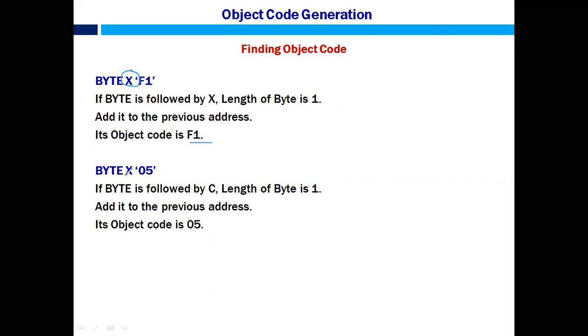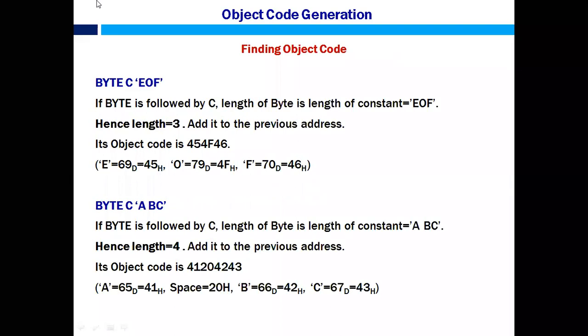Okay, similarly BYTE X'05'. So what is the instruction? BYTE, so its length will be 1, then X is there, so object code will be 05. Directly it is 05. So this you should know. Okay, then we have one more type which is again BYTE, but it is followed by C. So whenever it is followed by C, we will have to check what is the constant we have here. So the constant we have is, within single quote, EOF.